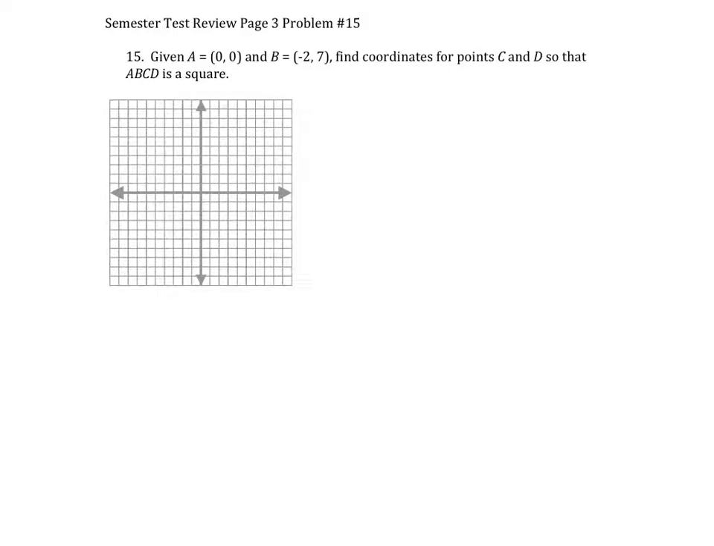This is a great review problem of what the definition of a square is. How do we make sure that we have the 4 right angles on a coordinate grid, and that ordering when we name a figure matters. So let's begin this problem.